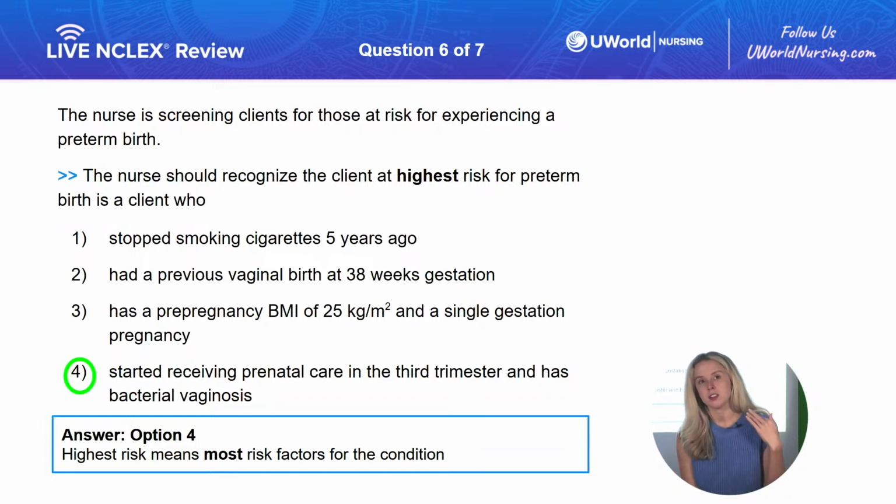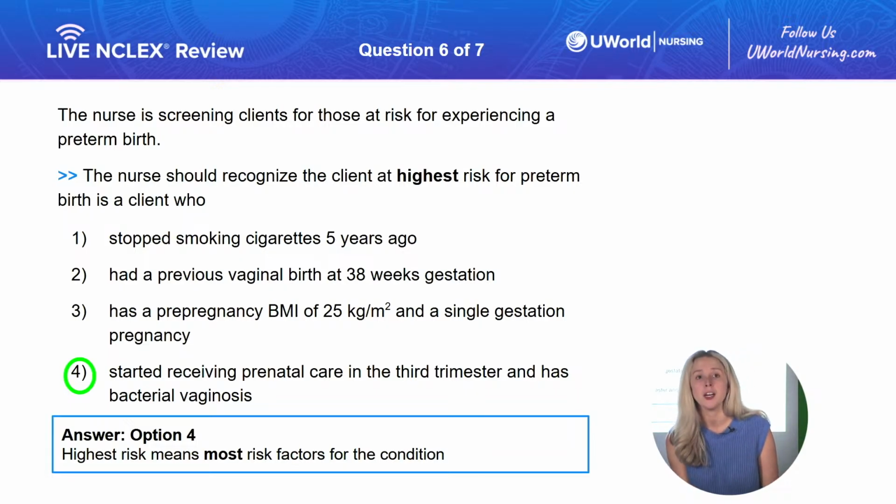So option 1, this client stopped smoking cigarettes 5 years ago. Smoking is a risk factor for preterm birth, but they stopped smoking 5 years ago, so they're not going to be our highest risk client. 2 is a previous vaginal birth at 38 weeks. 38 weeks is term, that's not preterm, so it doesn't predispose us to the risk of having a future preterm birth. A pre-pregnancy BMI in option 3, and single gestation. Again, multiple gestation is a risk factor, single is not, and this BMI is still within our normal range.